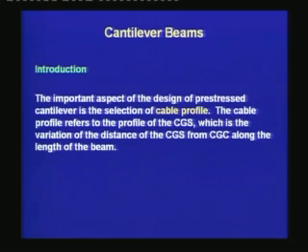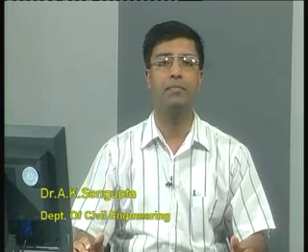When we discussed simply supported beams, we had talked about the cable profile. That means once we have done the analysis for the critical section, we find out the eccentricity at the critical section, and then we determine the cable profile along the length of the beam. The essential difference between the analysis of a simply supported beam and a cantilever is in the selection of the cable profile, and for a cantilever it is different than that of a simply supported beam.